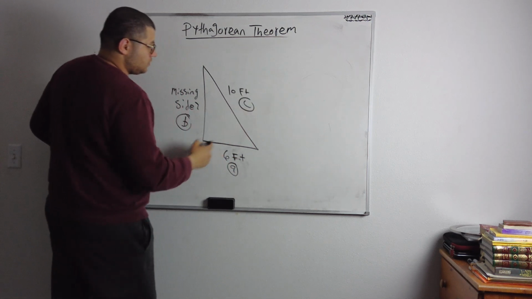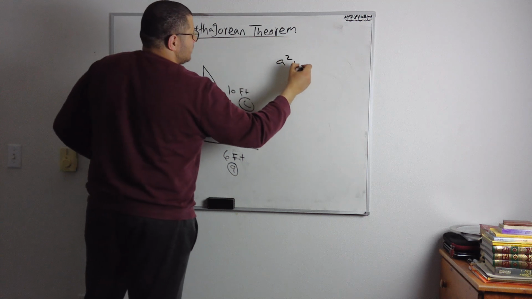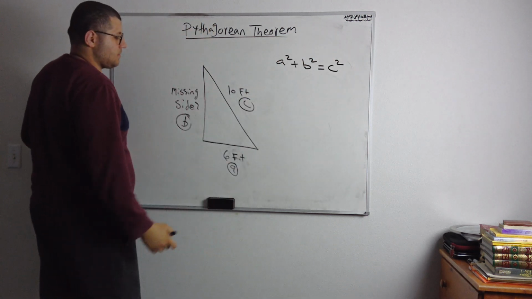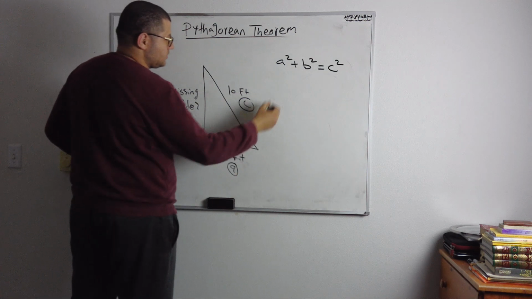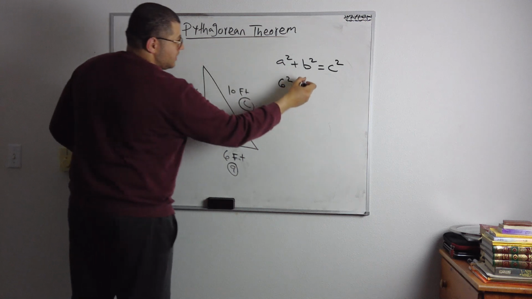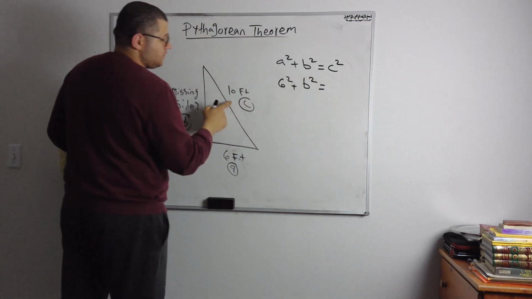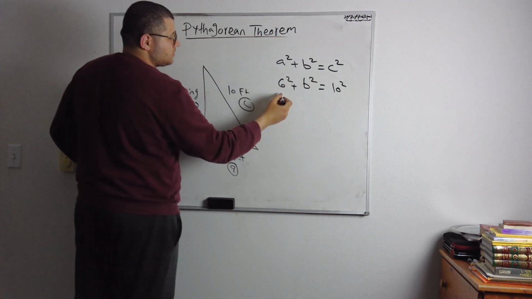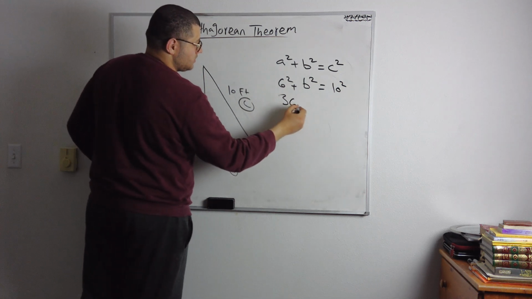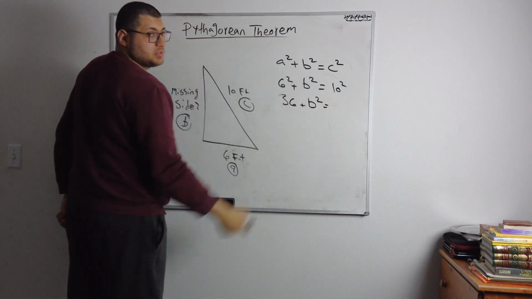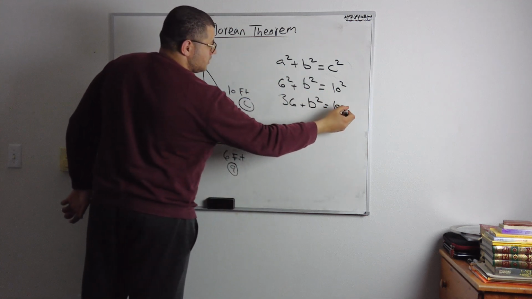So, we know that A squared plus B squared is equal to C squared. Awesome. Well, we have A, so 6 squared. B is the one we're looking for, so we're going to leave that. And we have C, so we put in 10 squared. 6 squared is what? 6 times 6 is 36. Plus B squared. What's 10 times 10? 10 squared is 100.